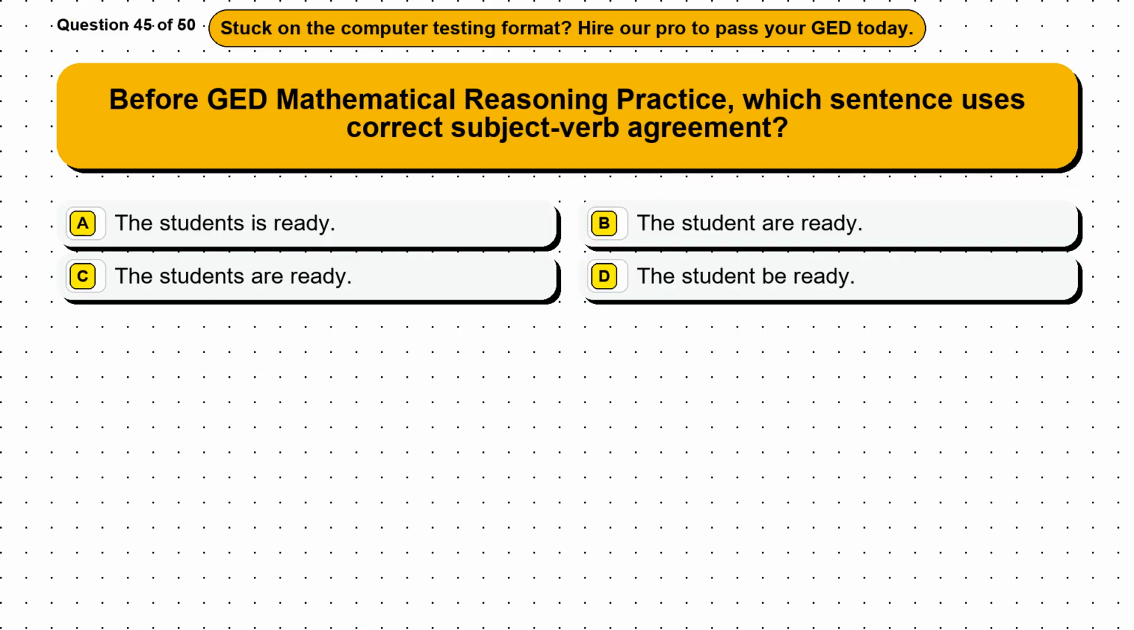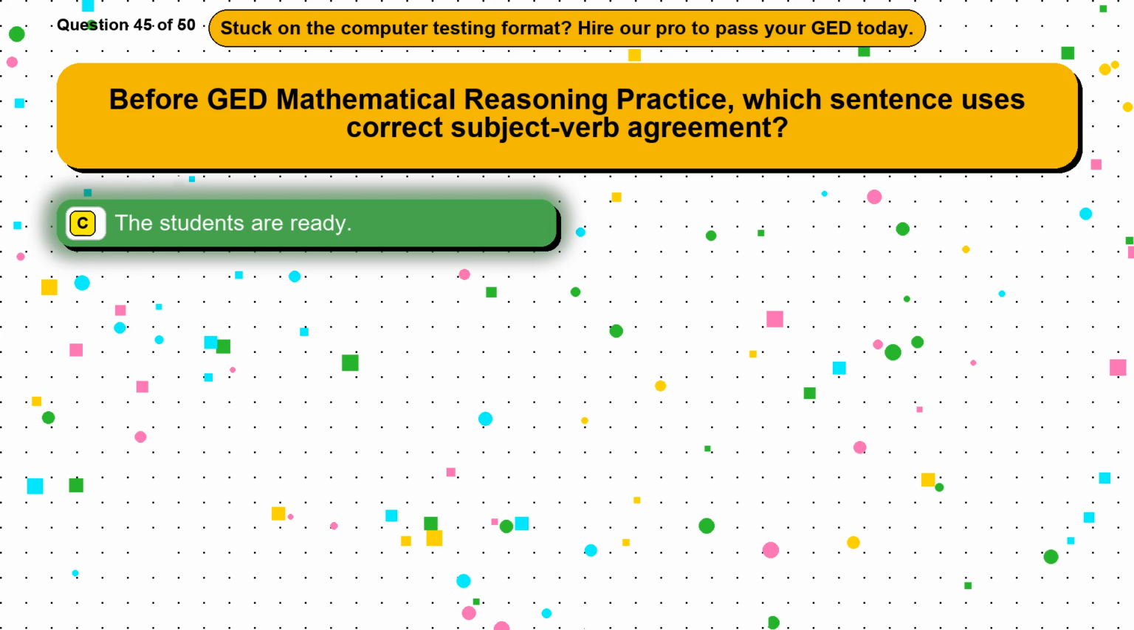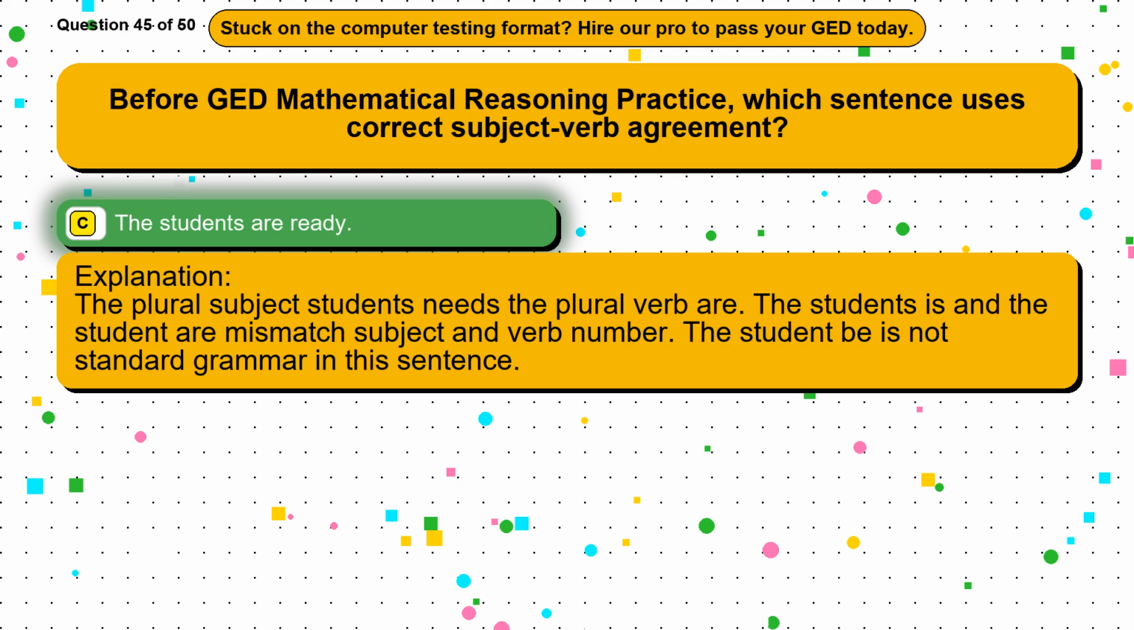Question 45. Before GED Mathematical Reasoning Practice, which sentence uses correct subject-verb agreement? Option A. The students is ready. Option B. The student are ready. Option C. The students are ready. Option D. The student be ready. The correct answer is option C. The students are ready. The plural subject students needs the plural verb are. The students is and the student are mismatch subject and verb number. The student be is not standard grammar in this sentence.